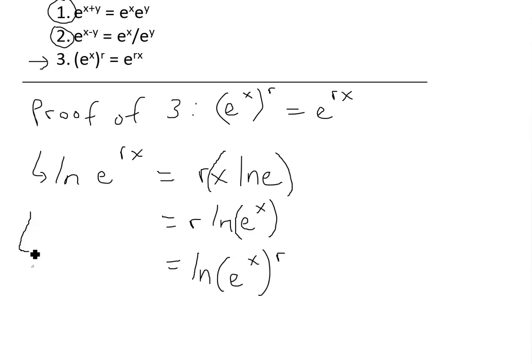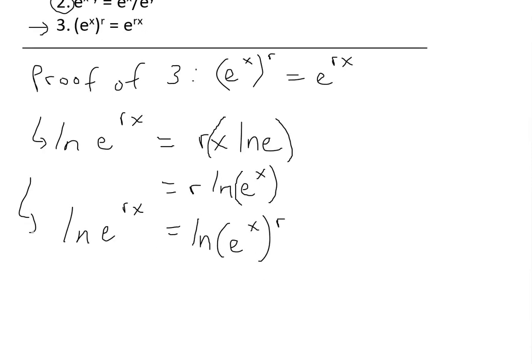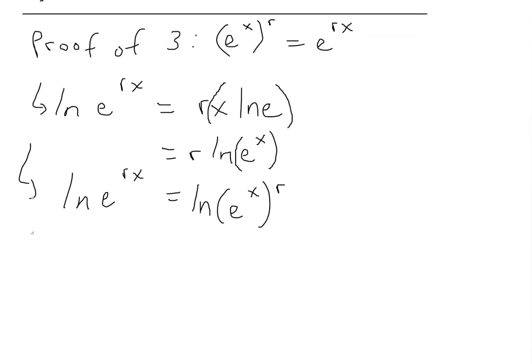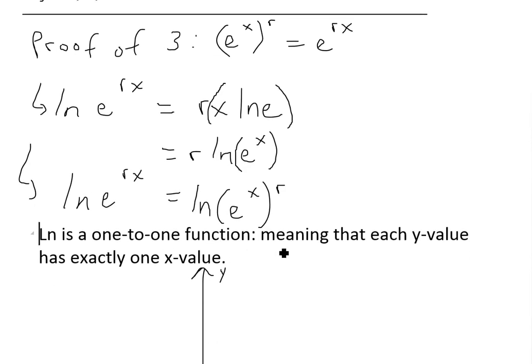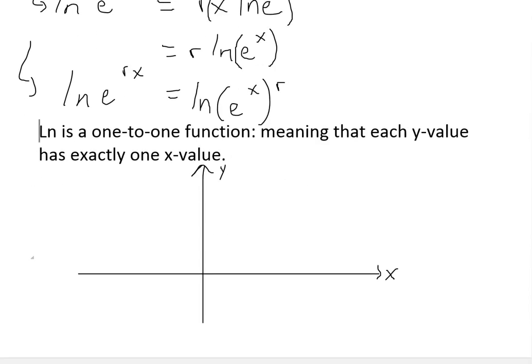So this means ln of e^(rx) has to equal ln of (e^x)^r, and like I showed in my earlier video, ln is a one-to-one function, and this just means that each y value has exactly one x value. Once again, similar to the other proofs, if you draw ln x like this, for any given y value it has only one x value. It's not like a trigonometric function where it goes up and down and you could have multiple x values for any given y.